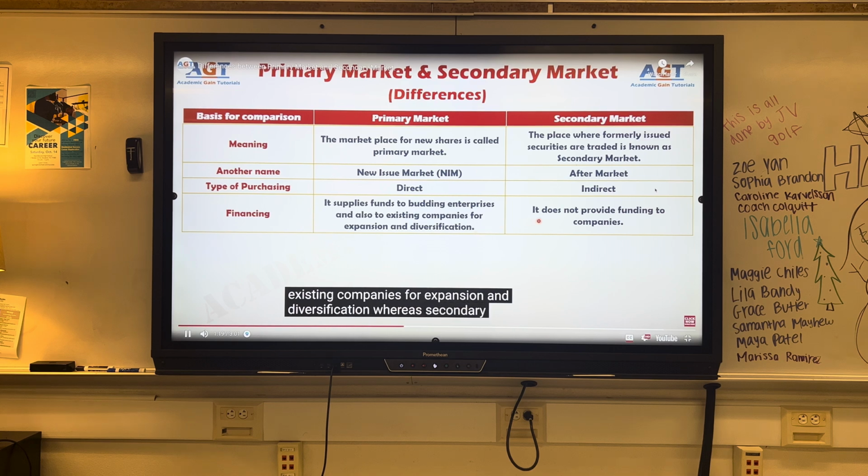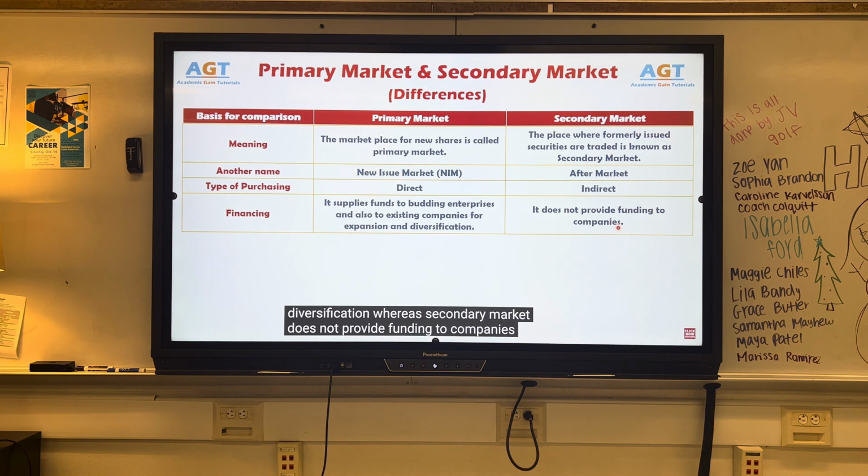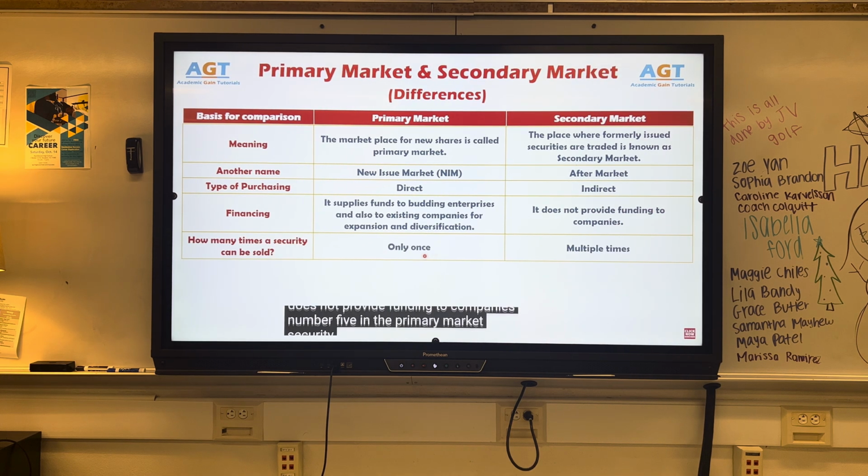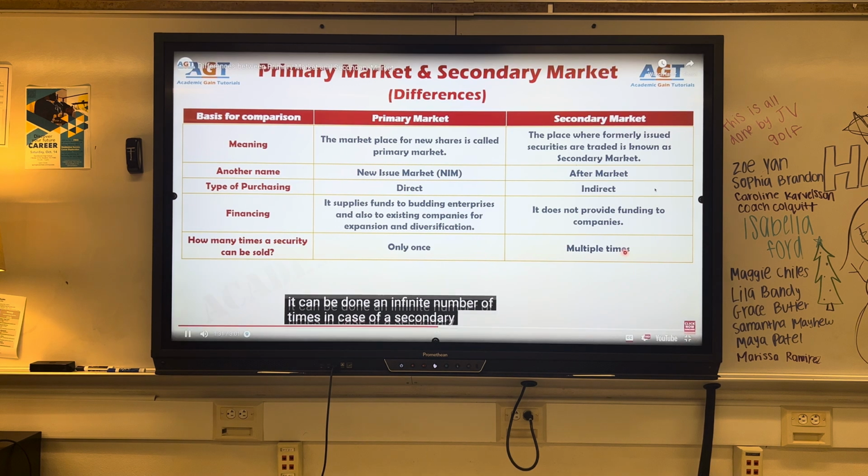Number four. Primary market supplies funds to budding enterprises and also to existing companies for direct financing. Secondary market does not provide funding to companies. Number five. In the primary market, security can be sold only once, whereas it can be done an infinite number of times in case of the secondary market.